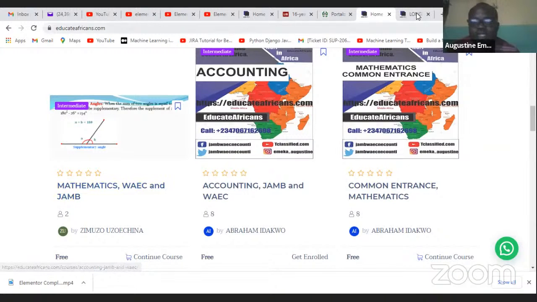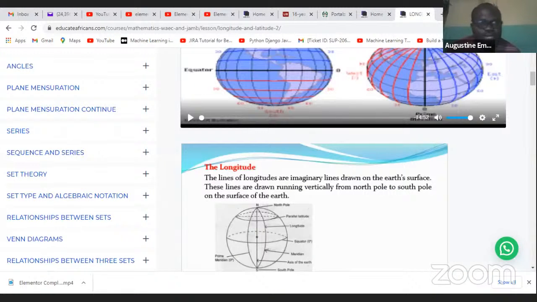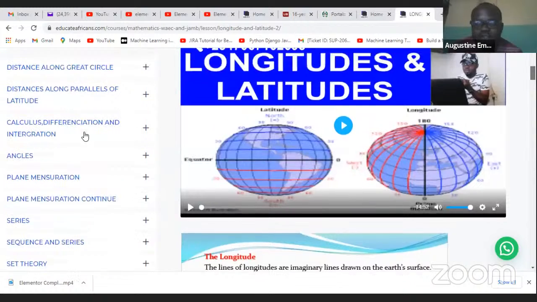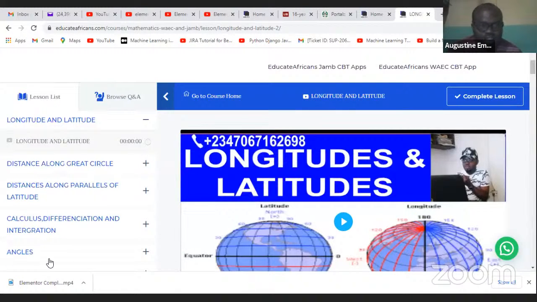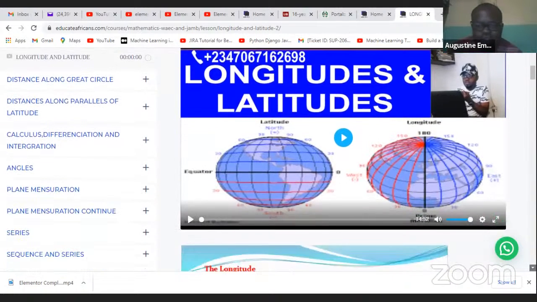Once you come here, click on this material and you'll be led into this. You're going to find out that the first topic here is longitude and latitude. We are just updating these now. After updating, we'll rearrange it so that base numbers and other less difficult topics come first before the other ones. So take note, that is what we are using. We did that to make sure that we are delivering better for you.